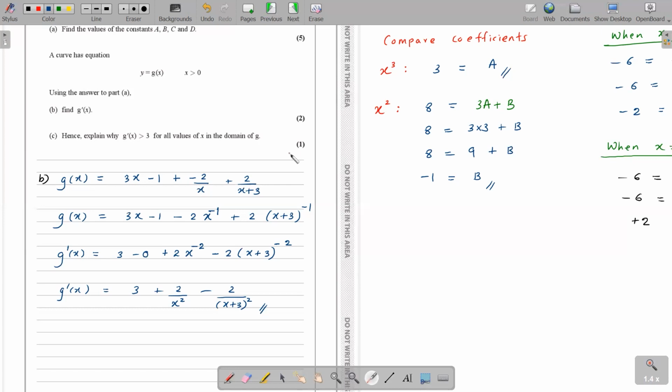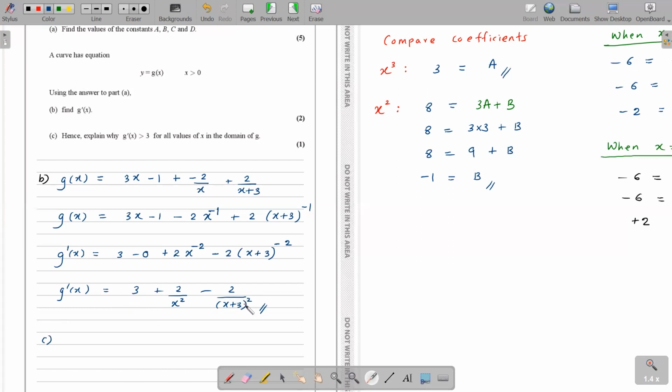Now it's just 1 mark, so you have to make your point very clearly. For 1 mark, just give the point. Why is your g dash x greater than 3? Why would it be greater than 3? You can already see the 3 here, right? Can you see the 3 here? So basically, what do you need to then show?